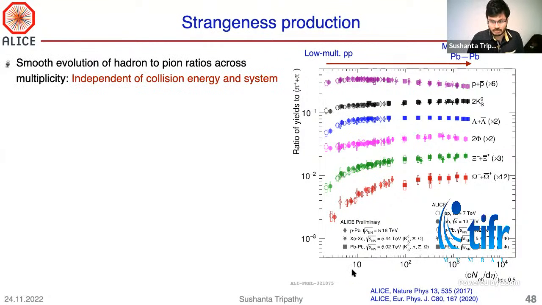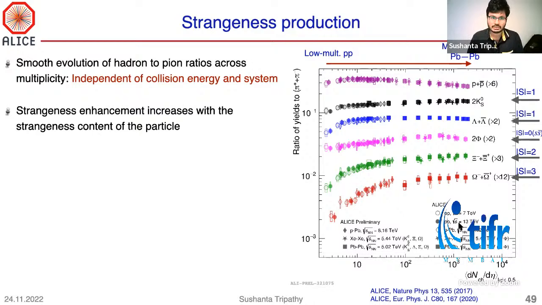And here in this plot, we have this ratio as a function of charged particle multiplicity. The lower region is basically low multiplicity pp collisions, and when you go towards high charged particle multiplicity, they are more central lead-lead collisions. You see that there is a smooth evolution of the hadron to pion ratio across the multiplicity. We have different collision systems as well as different collision energies, and these ratios seem to be independent of collision energy and system.